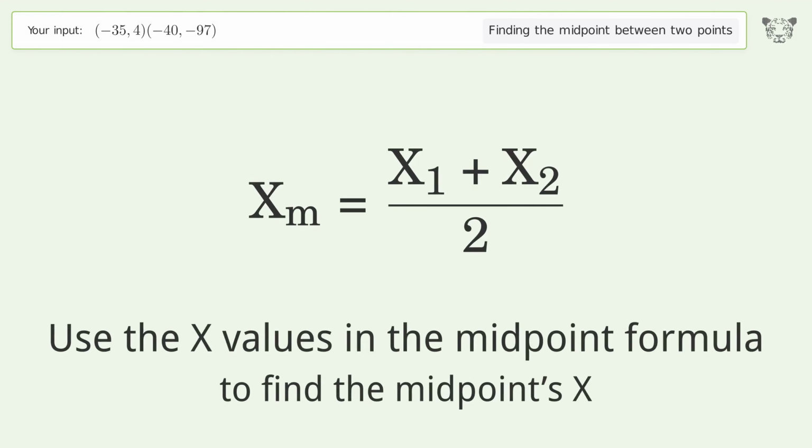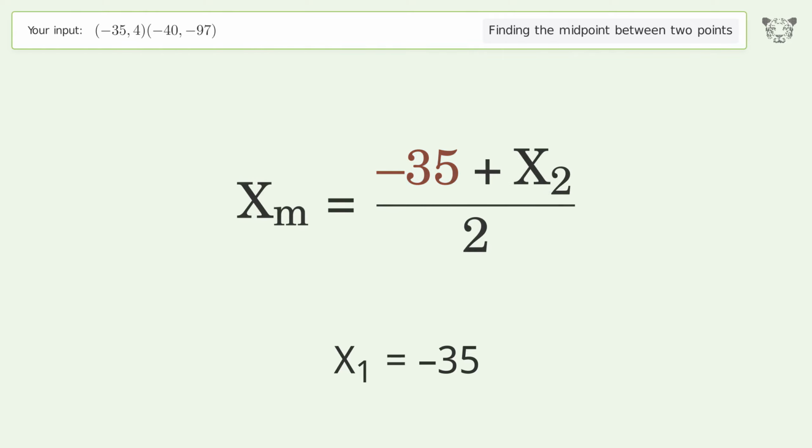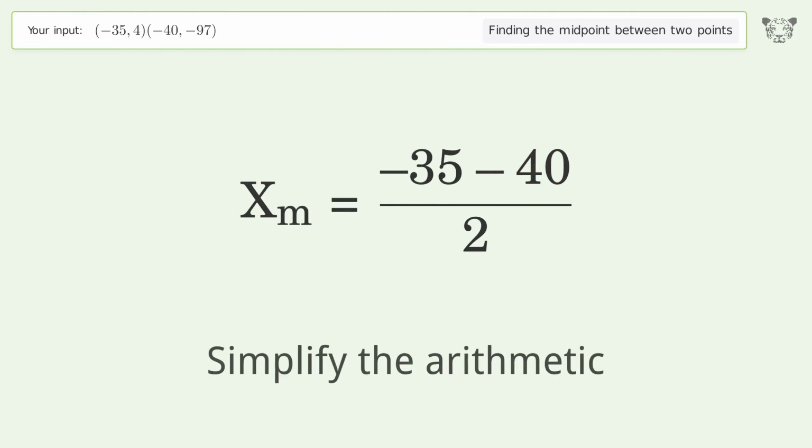Use the x values in the midpoint formula to find the midpoint's x. x1 equals -35. x2 equals -40. Simplify the arithmetic.